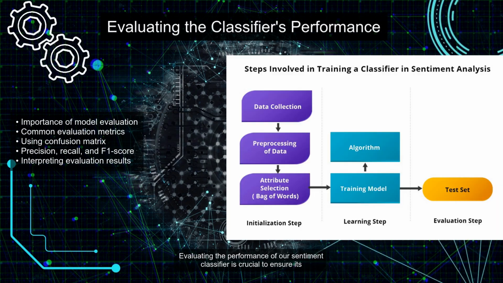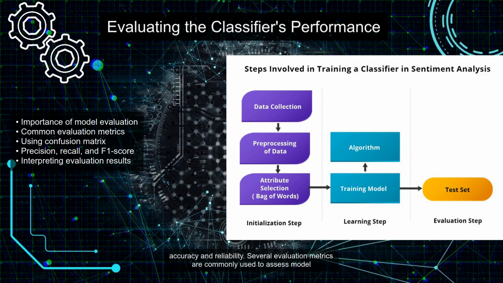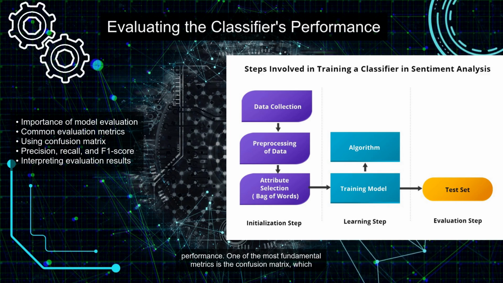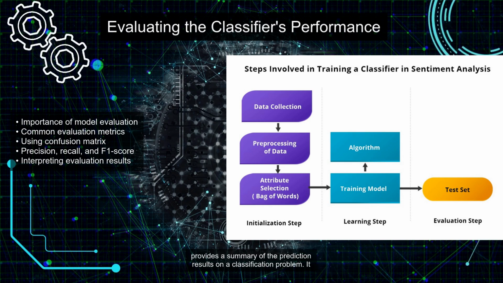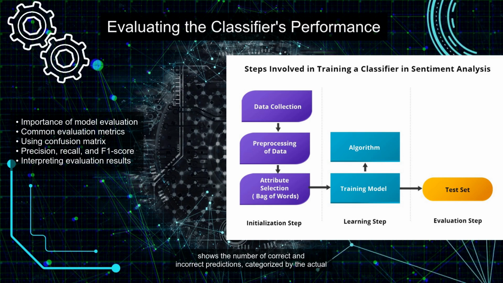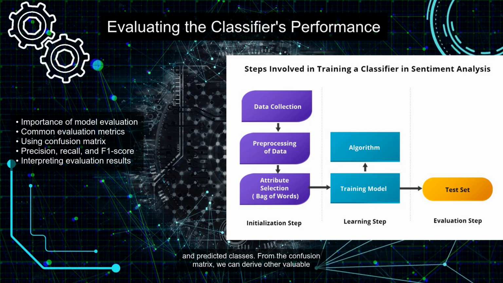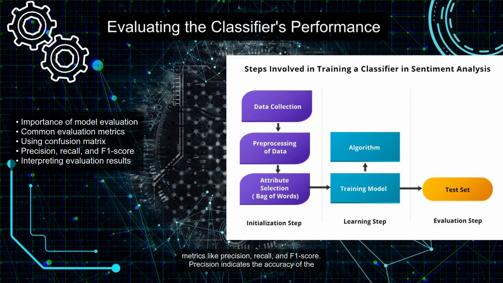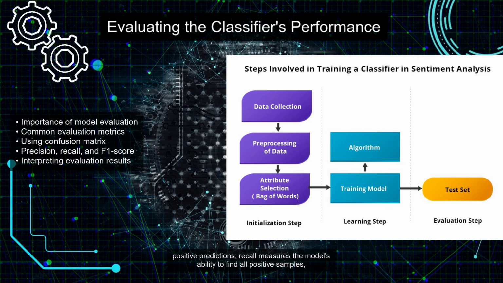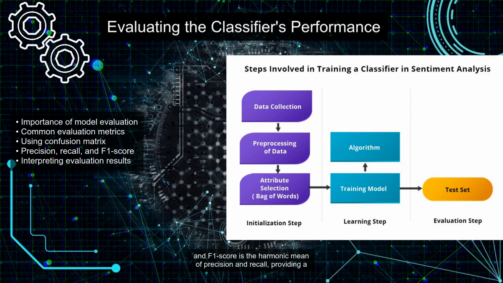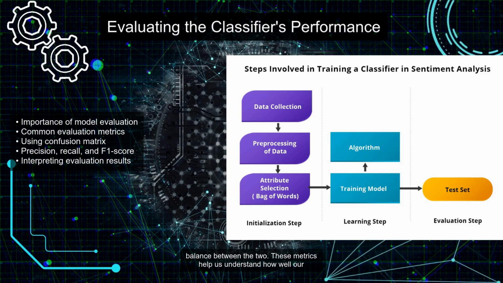Evaluating the performance of our sentiment classifier is crucial to ensure its accuracy and reliability. Several evaluation metrics are commonly used to assess model performance. One of the most fundamental metrics is the confusion matrix, which provides a summary of the prediction results on a classification problem. It shows the number of correct and incorrect predictions, categorized by the actual and predicted classes. From the confusion matrix, we can derive other valuable metrics like precision, recall, and F1 score. Precision indicates the accuracy of the positive predictions, recall measures the model's ability to find all positive samples, and an F1 score is the harmonic mean of precision and recall, providing a balance between the two.